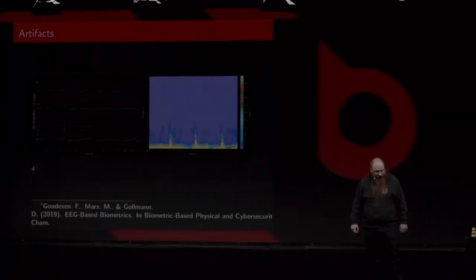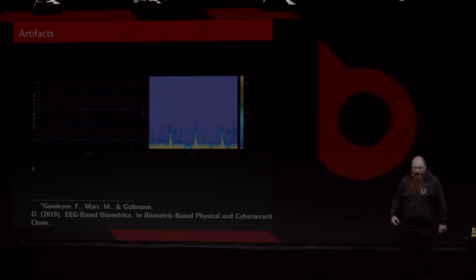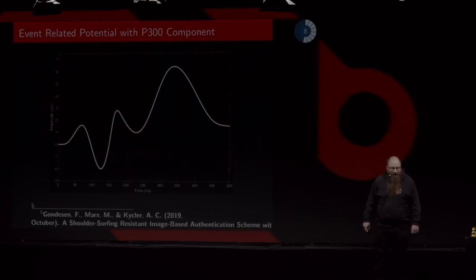There are different approaches to get rid of the artifacts. The simplest one is cutting out of the data the parts with artifacts. But this basically means we have to repeat the experiment to have it several times. But we are doing that anyway.